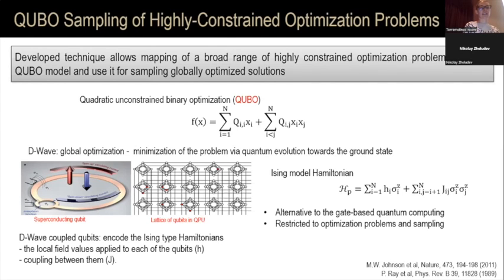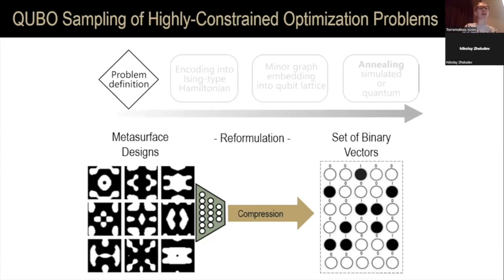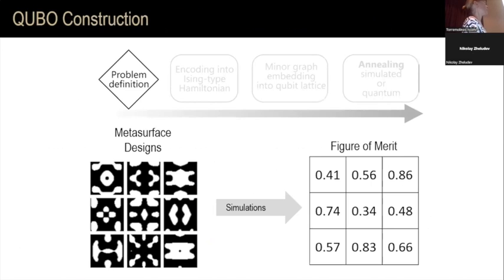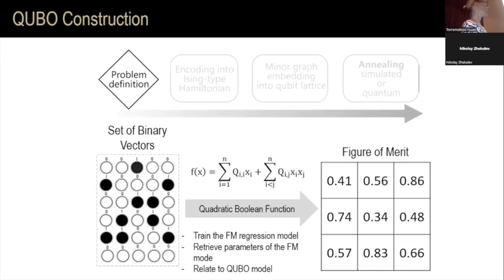There are several very critical steps involved here that I will skip. Specifically and importantly, you have to get rid of funky shapes and go to binary vectors. Then you assign your figures of merit to your designs' binary vectors, and build this mathematical correspondence between your binary vectors and figures of merit by training the factorization machine via a regression model, and then relate them to the QUBO model.